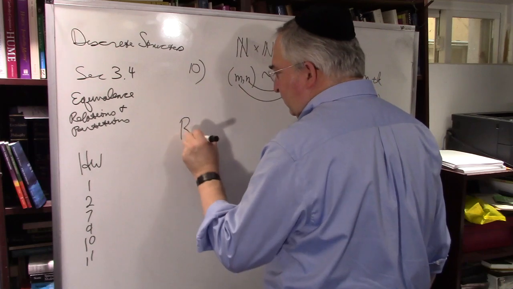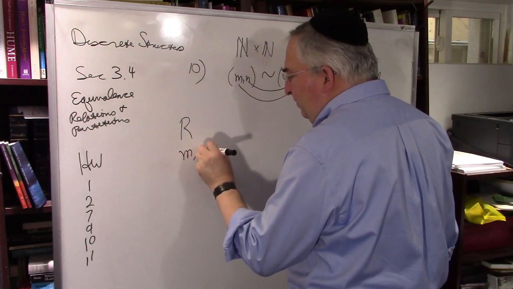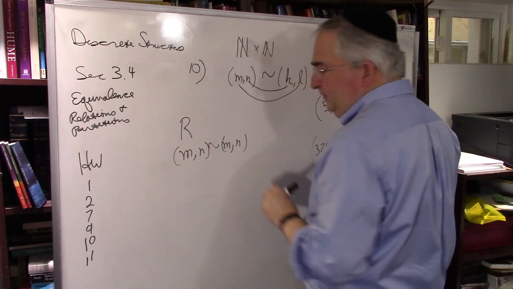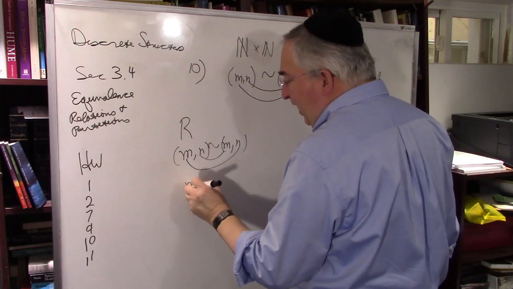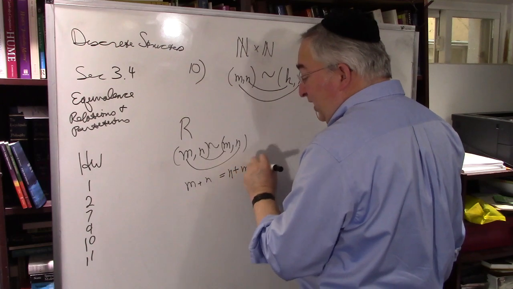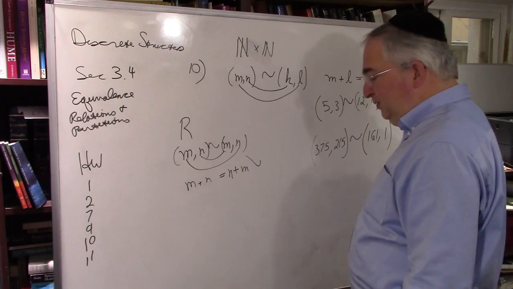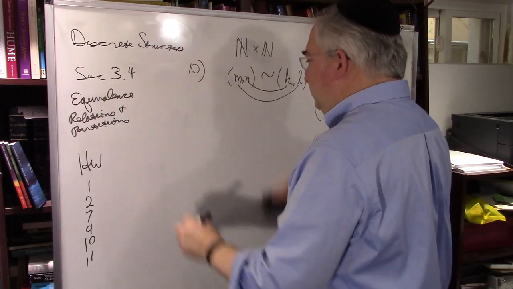Okay, so let's go through it. Is it reflexive? So, question. Is m comma n related to m comma n? And the answer is, well, let's see. Are the outer ones equal to the inner ones? Is m plus n equal to n plus m? And the answer is yes. Addition is commutative, so yes, it's related. Great. So it's reflexive.